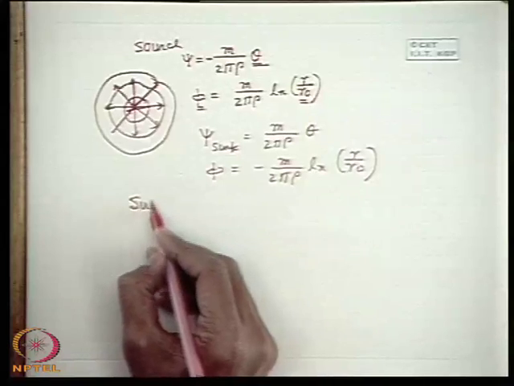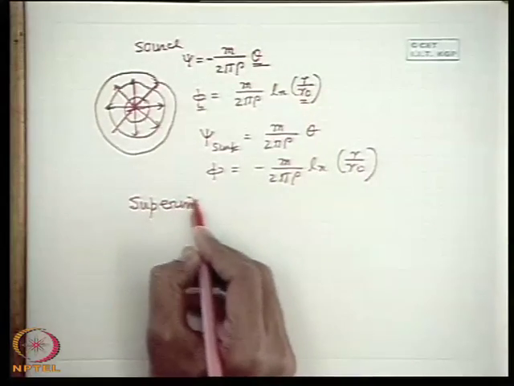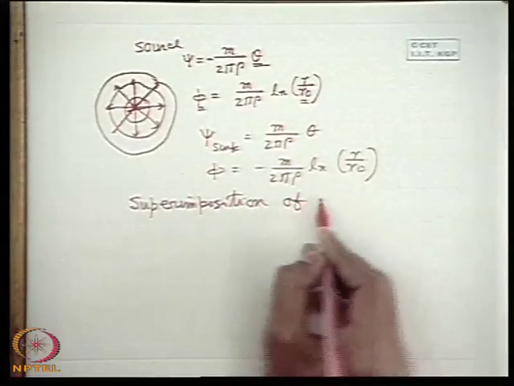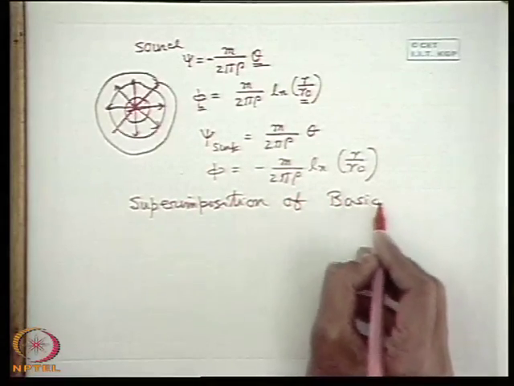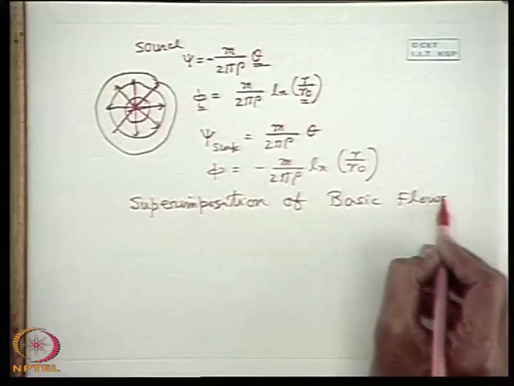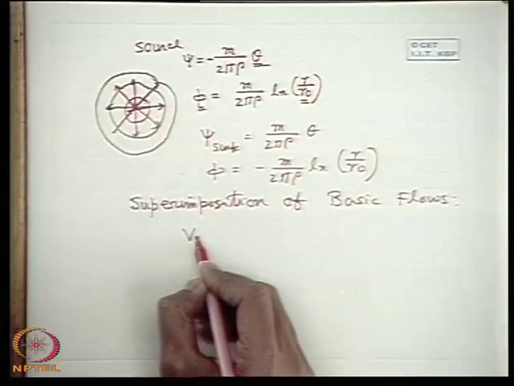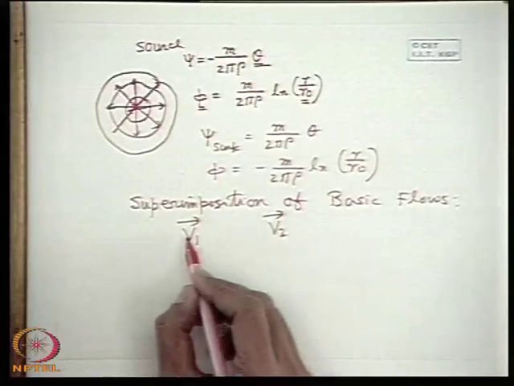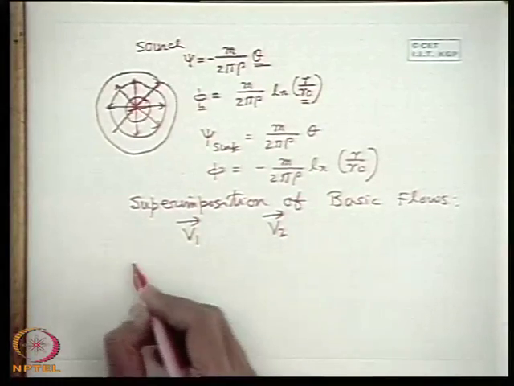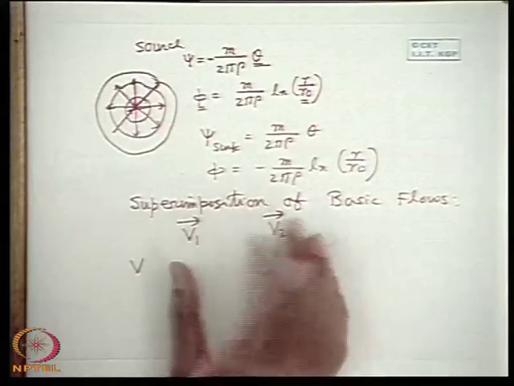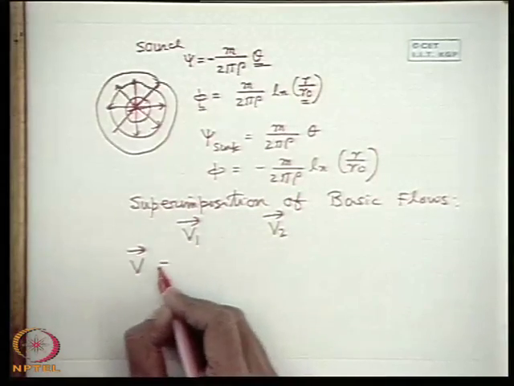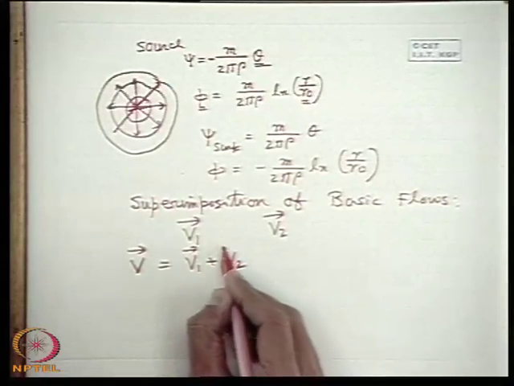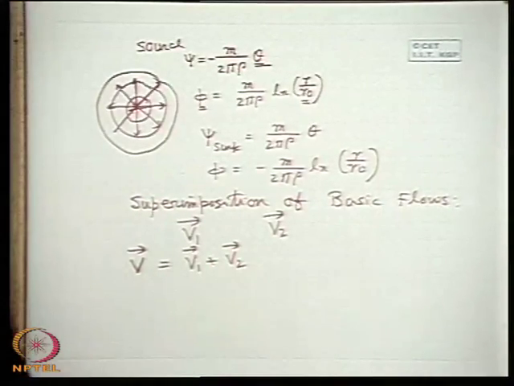Superimposition of basic flows. One thing you must know: when two flow fields are superimposed, if the velocity vector of one flow field is v1 and the velocity vector of another flow field is v2, then the resultant velocity of the flow field will be the vector addition of these two velocity vectors.